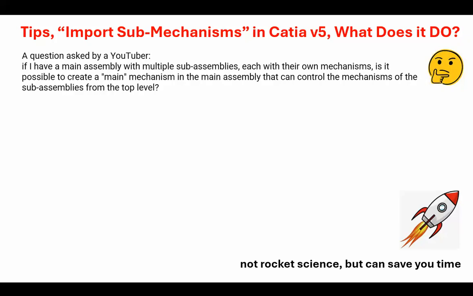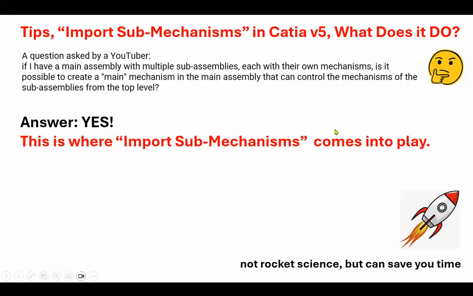If I have a main assembly with multiple sub-assemblies in it, for example, an aircraft with a landing gear, aileron, a stabilizer, these all have their own mechanisms, each with their own mechanism. Is it possible to create a main mechanism in the main aircraft assembly that can control the mechanism of the sub-assemblies from that top level? And the answer is yes. That is where the concept of import sub-mechanism needs to be employed, okay?